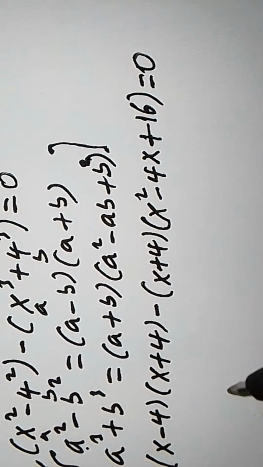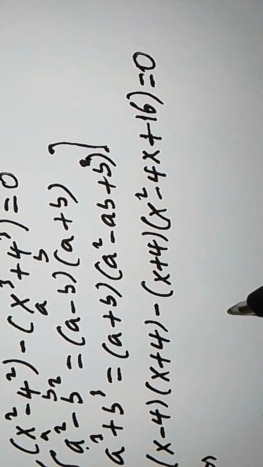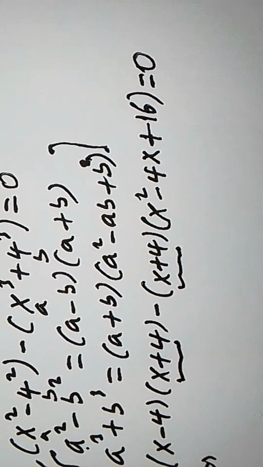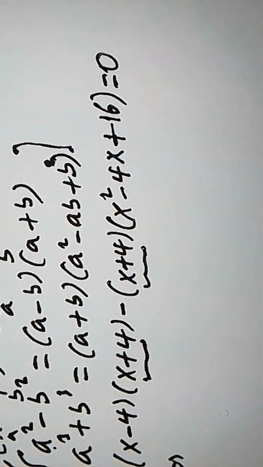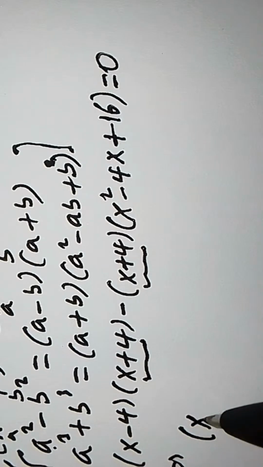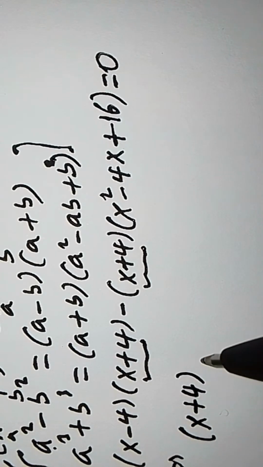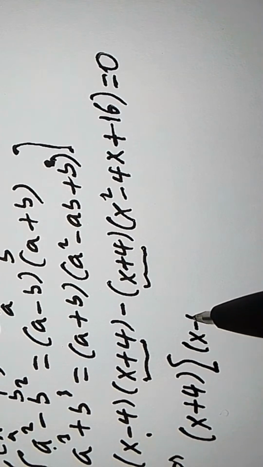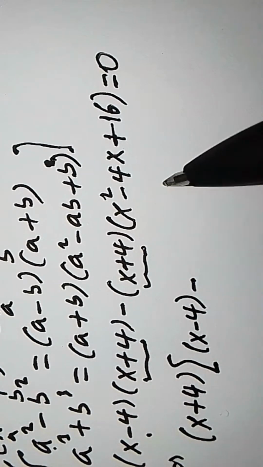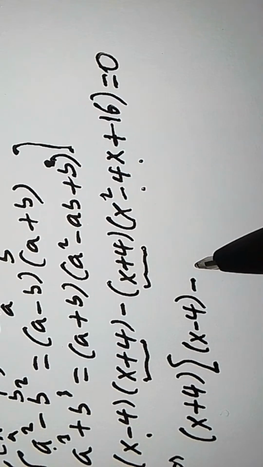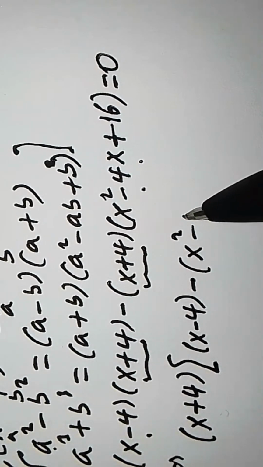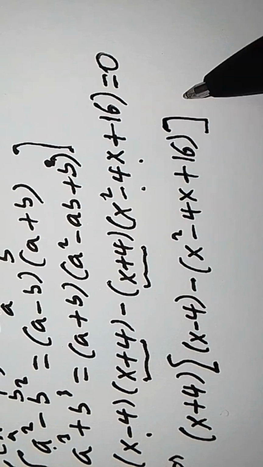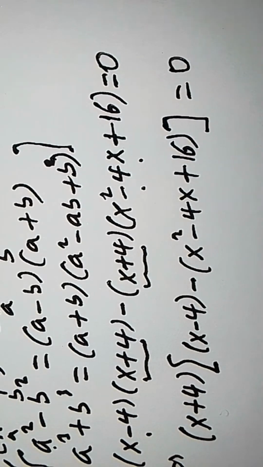Let's proceed further. What do you notice here? You will notice that x plus 4 is common. That means we can factor it out. So we're going to have x plus 4 into x minus 4 minus this guy, x squared minus 4x plus 16, close the bracket, equal to 0. Let's proceed further.